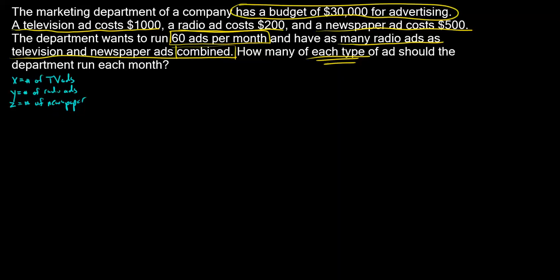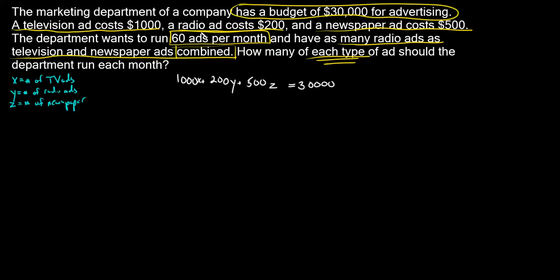And how are we going to get there? Well, they got a budget of $30,000, okay? How are they going to spend that $30,000? Well, a newspaper ad costs $500 each, okay? A radio ad is going to cost $200 each. And a TV ad is going to cost $1,000 each, okay? So 1,000X is going to tell us how much we're spending on TV ads. 200Y is going to tell us how much we're spending on radio ads. 500Z is going to tell me how much we're spending on newspaper ads. Add them all together, that has to be our budget of $30,000, all right?